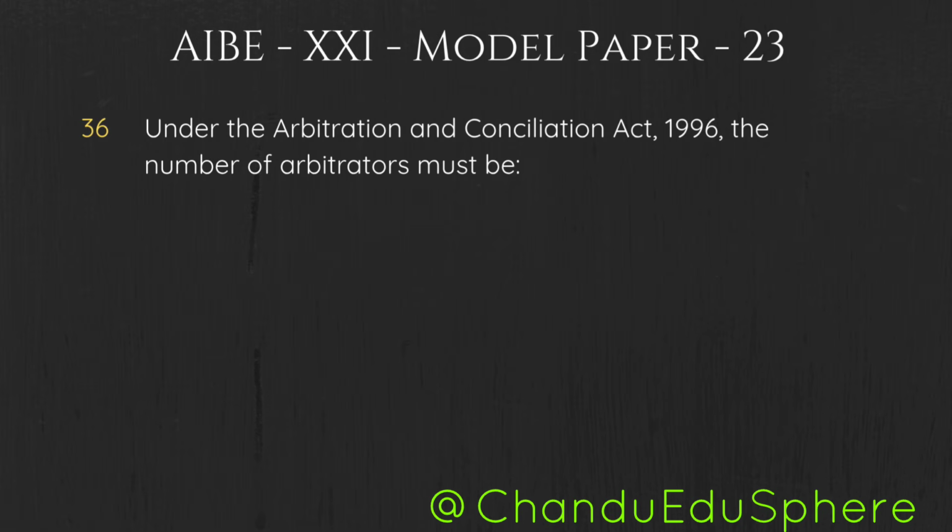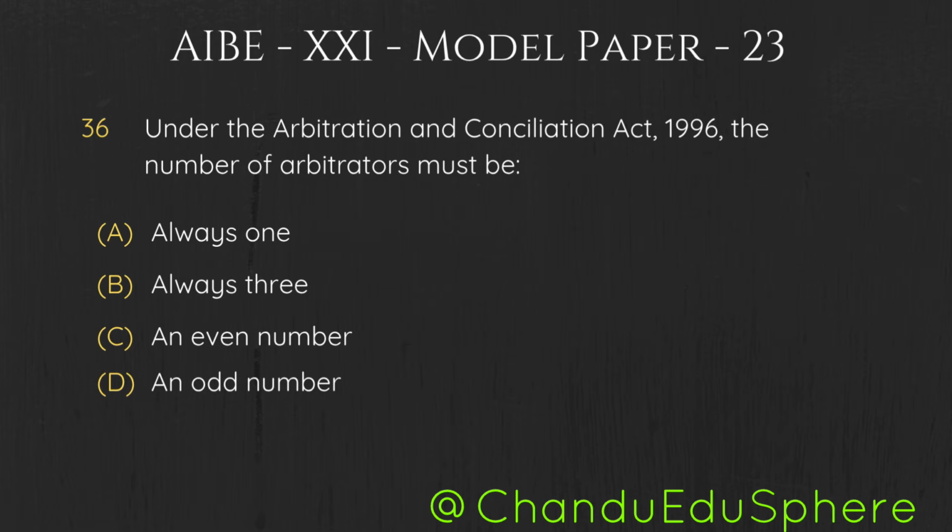Under the Arbitration and Conciliation Act 1996, the number of arbitrators must be an odd number. Section 10(1) of the Arbitration and Conciliation Act 1996 leaves the number of arbitrators to be agreed upon by the parties, provided that such number shall not be an even number. So, the number of arbitrators must be odd.